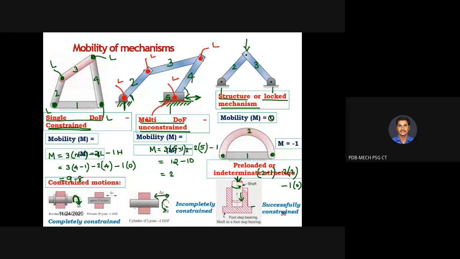So even though it is capable of having 2 degrees of freedom, rotation about its own axis as well as sliding along this direction, a load can be applied in order to arrest the sliding motion. So in this case, even though it is having 2 degrees of freedom, a particular degree of freedom can be arrested. Then we can call it a successfully constrained mechanism. Completely constrained means it is having 1 degree of freedom. Incompletely constrained means it is having more than 1 degree of freedom. Successfully constrained means even though it is capable of moving in 2 directions, 2 degrees of freedom இருந்தாலும் ஒரு particular direction வந்து we can arrest. So in that case we can call it a successfully constrained mechanism.